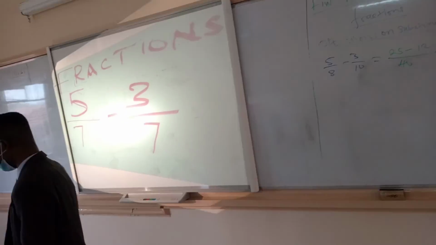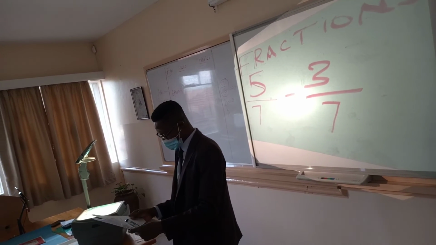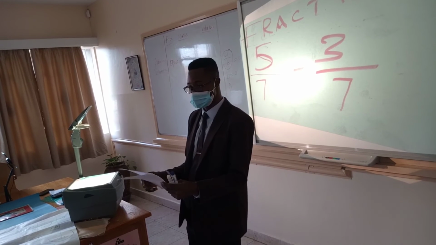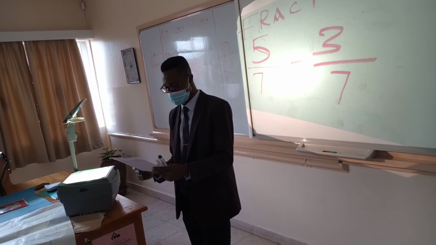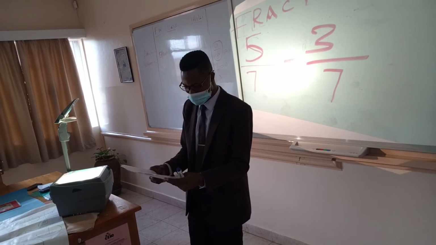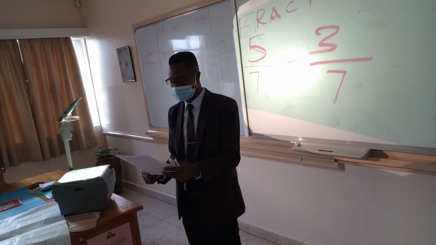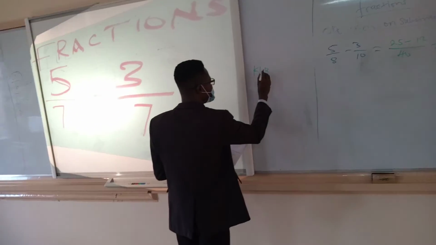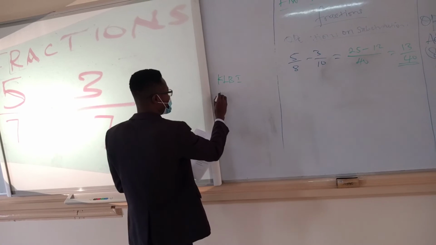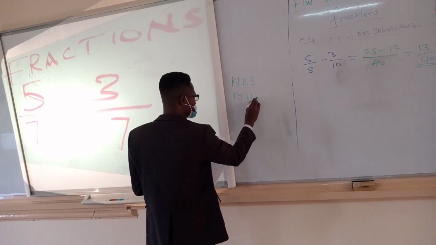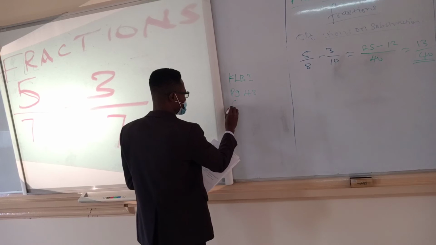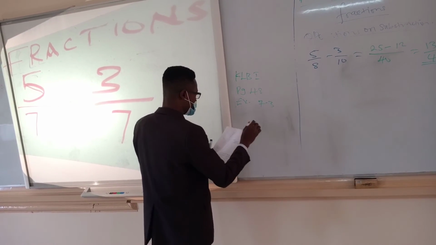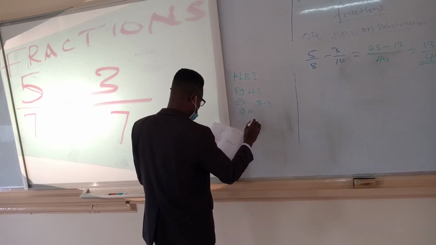For your assignment, I want you to note it down. KLB book 1, that is mathematics book 1, page 48. Do exercise 7.3, question number 4 and 5A.